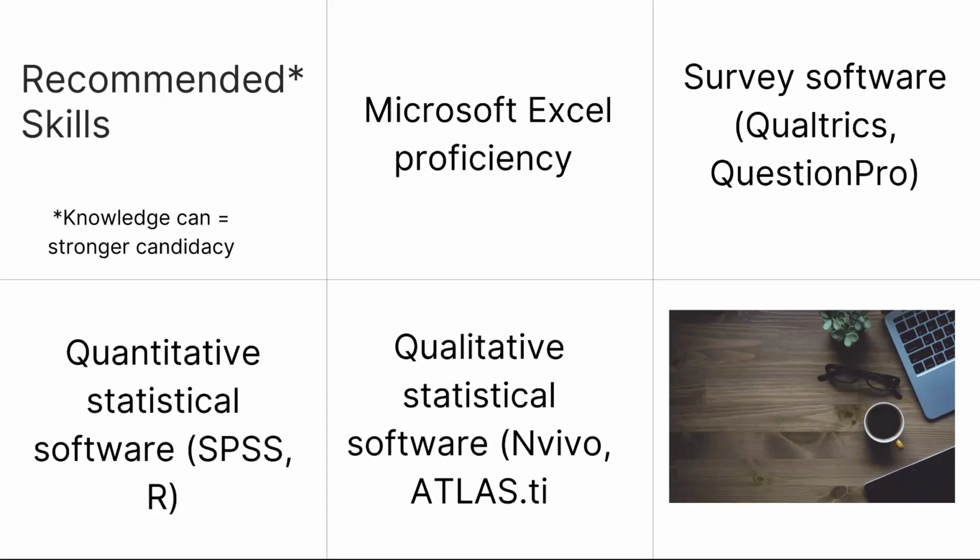You can also look into qualitative statistical software. I haven't used either of these myself. More of my own work has been on the more quantitative side, but I do know other librarians who have used NVivo. That's a very popular software for qualitative research. Atlas.ti is another one too. But once again, I wouldn't say any of these are necessary in my position as an assessment librarian, except Microsoft Excel, which I really use a lot.